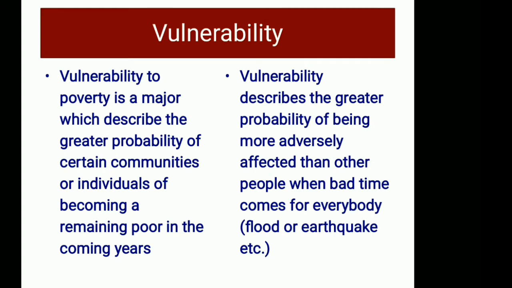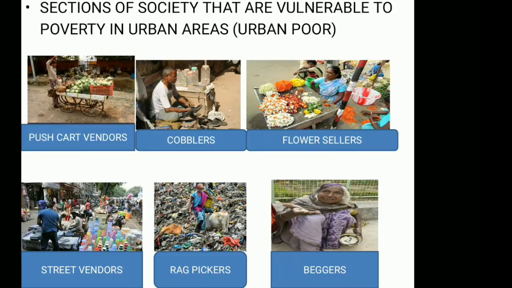This describes how the number of poor people remain in the same situation and are still struggling to come out of that scenario. Vulnerability describes the greater probability of being more adversely affected than other people when bad times come for everybody. Bad times means earthquake, flood, or any natural calamities. So we need to take care of poverty, as in India it is vulnerable.